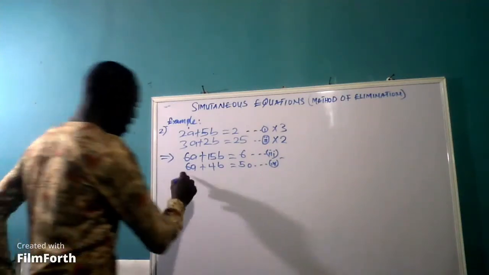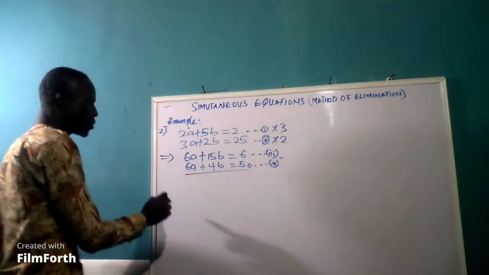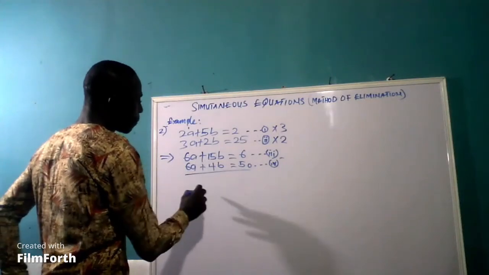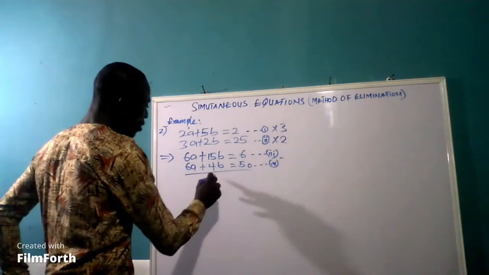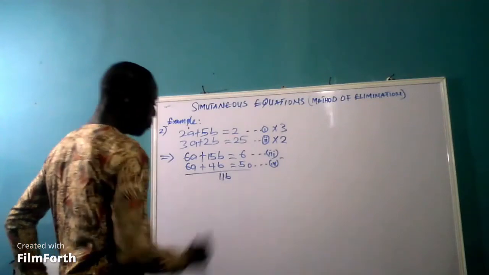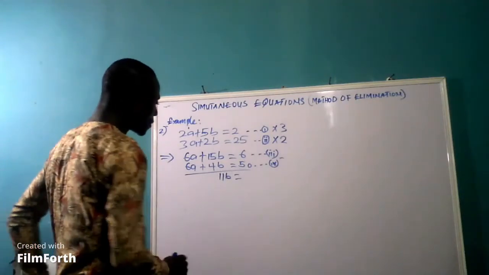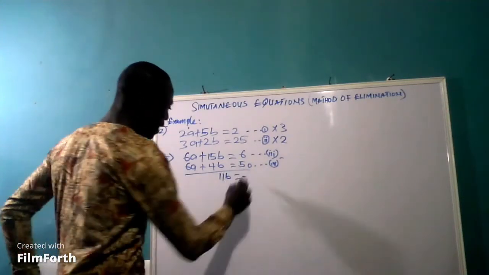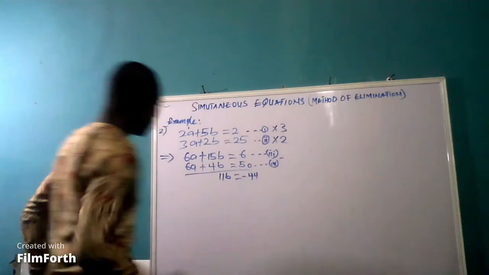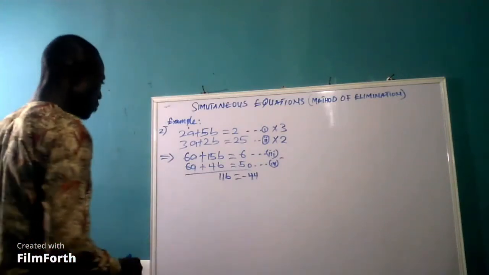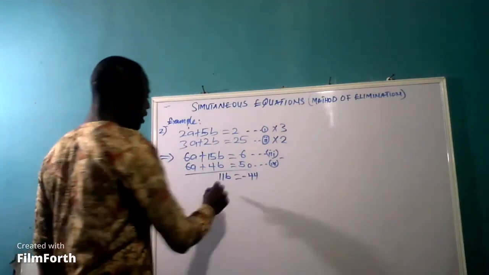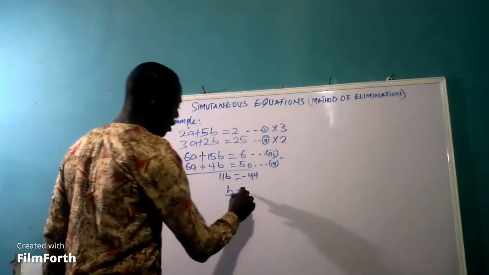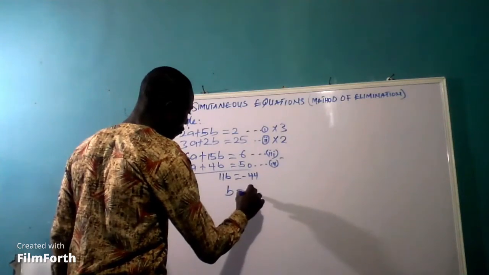And if we do that, 6a minus 6a, that will give you 0. And 15b minus 4b, that will give you 11b, equal to 6 minus 50, that will give you minus 44. And of course, you know that if you divide both sides by 11, this will be giving you negative 4.